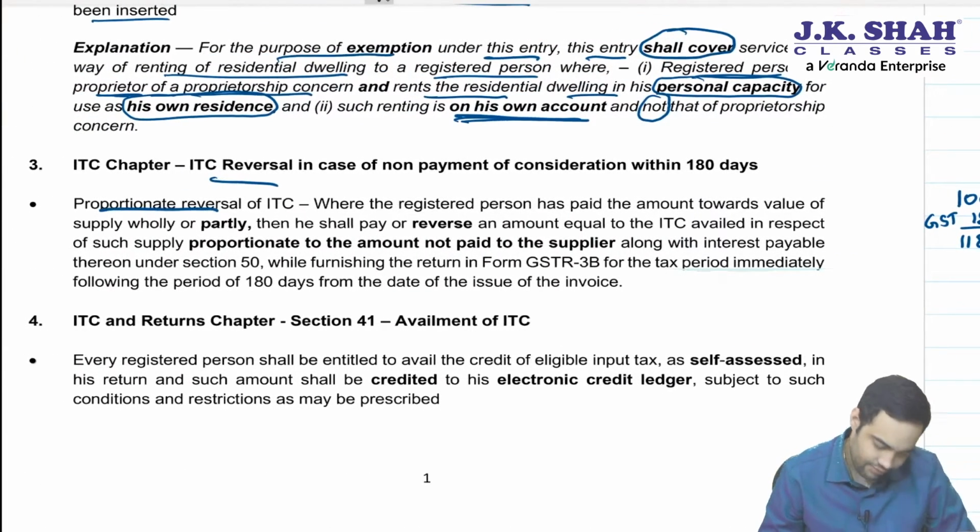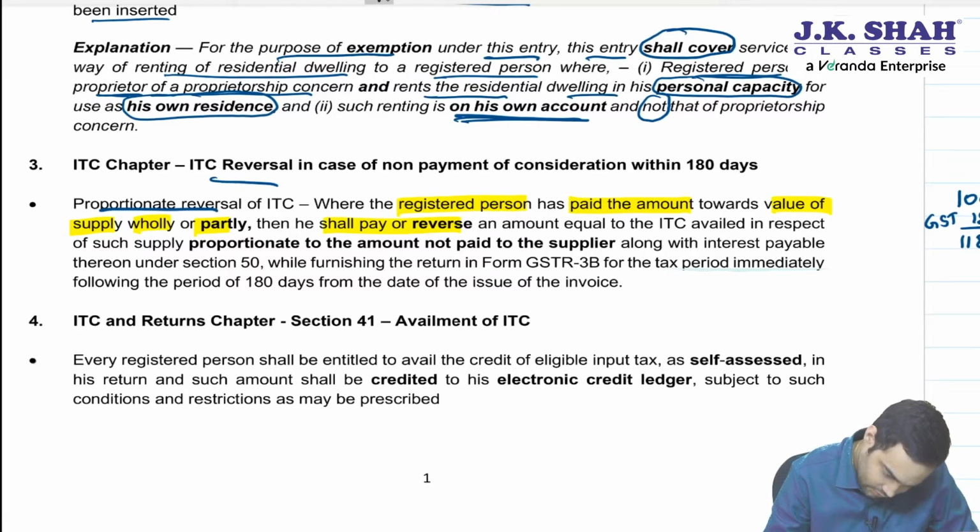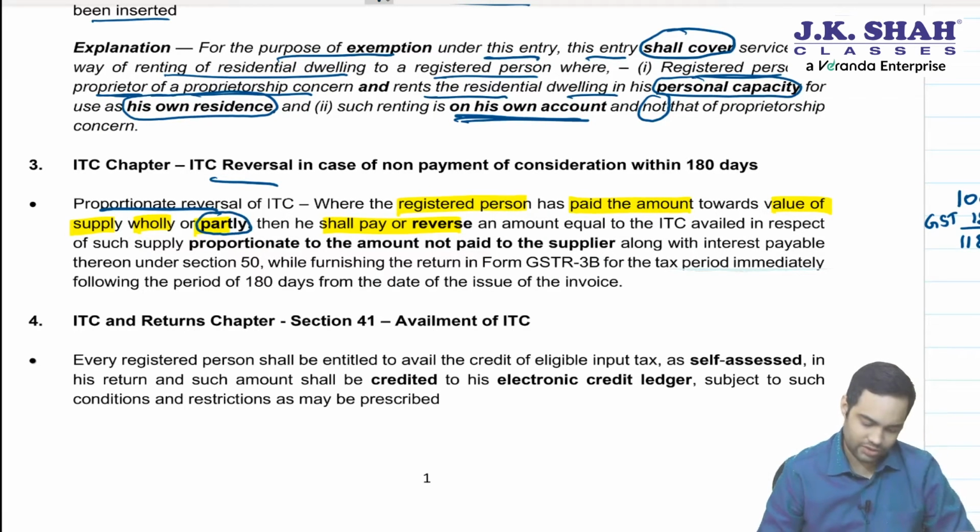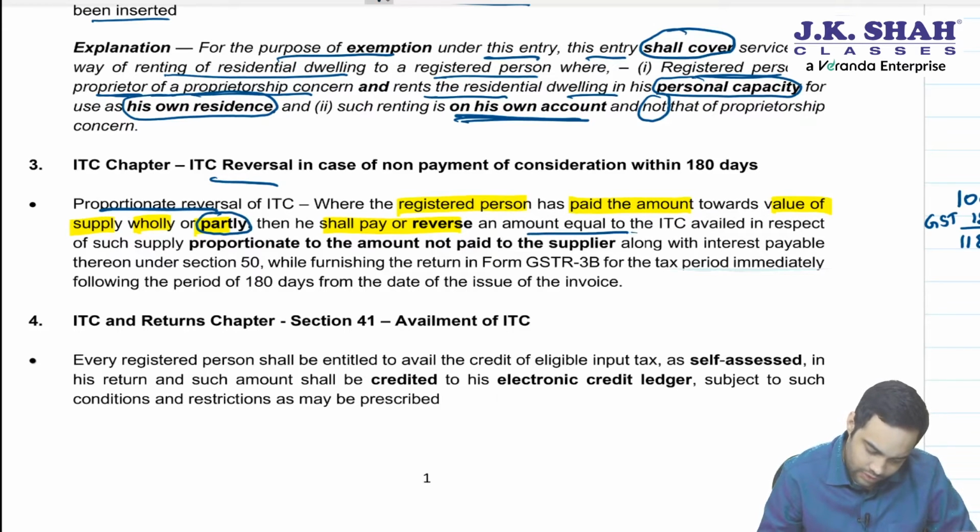Proportionate reversal of ITC. Where registered person has paid the amount towards value of supply wholly or partly, then he shall pay or reverse. If you see carefully, this partly is extra. This is the amended portion. An amount equal to ITC availed in respect of such supply, proportionate to the amount not paid to the supplier, along with interest under section 50.